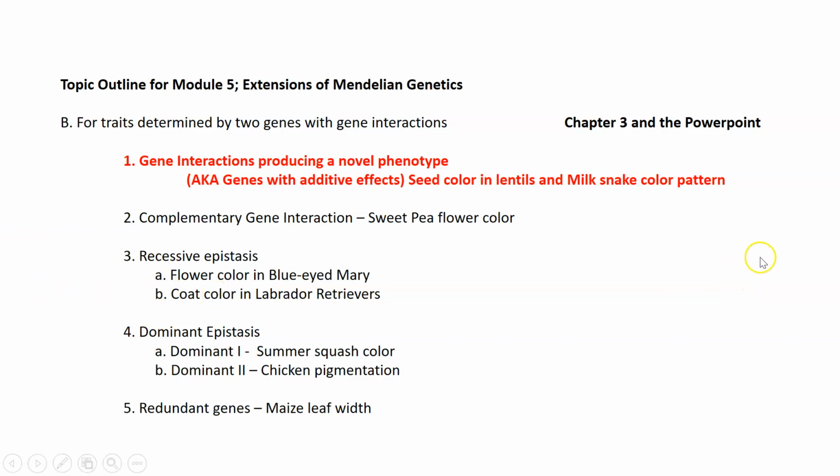First example of an extension is called Gene Interactions, producing a novel phenotype. And this is seen, the example I'm going to talk about is seed color in lentils. This example, milk snake color, is shown in the PowerPoint.